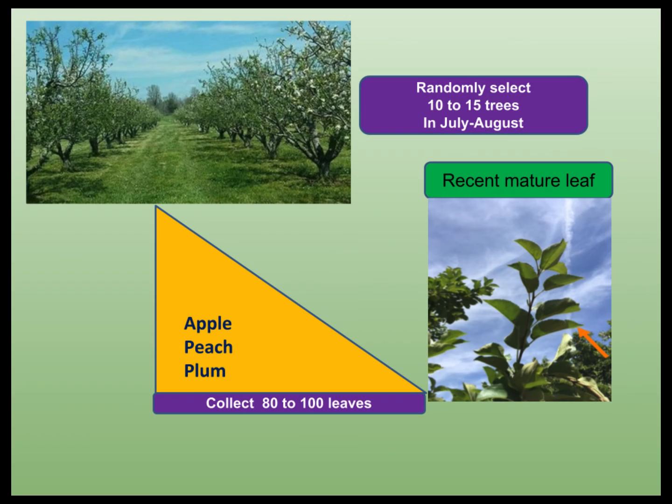Apple, peach and plum: all three crops are temperate fruits and are deciduous. Here we need to collect when the crop has complete leaves on the trees. So sampling is done in July to August. Like other crops, randomly select 10 to 15 trees per hectare and locate recent mature leaves. Collect about 40 to 50 leaves and transfer to the sample bags.